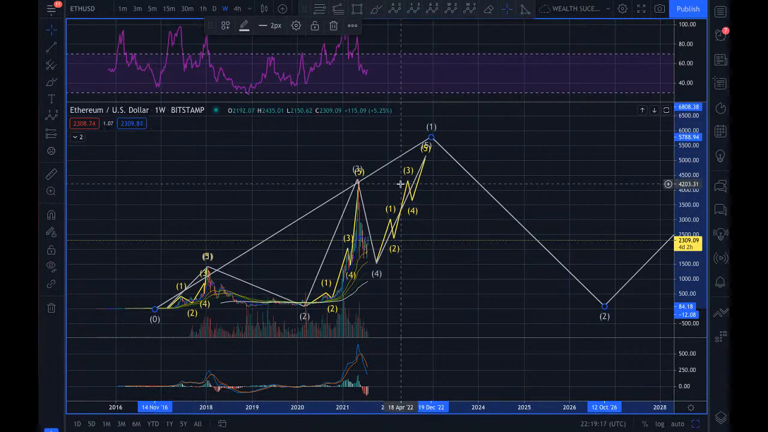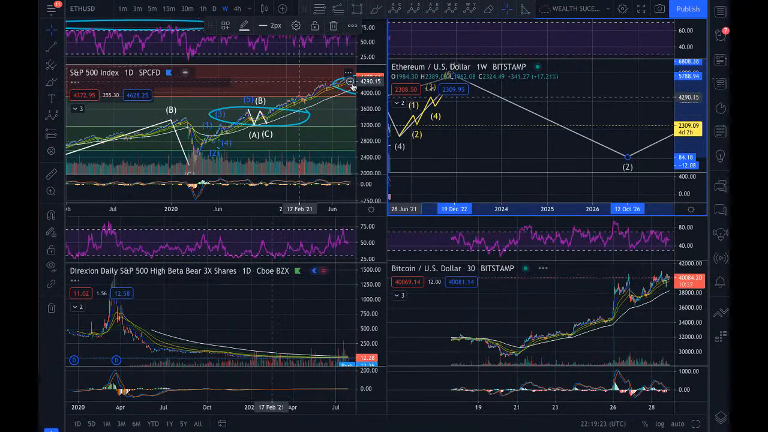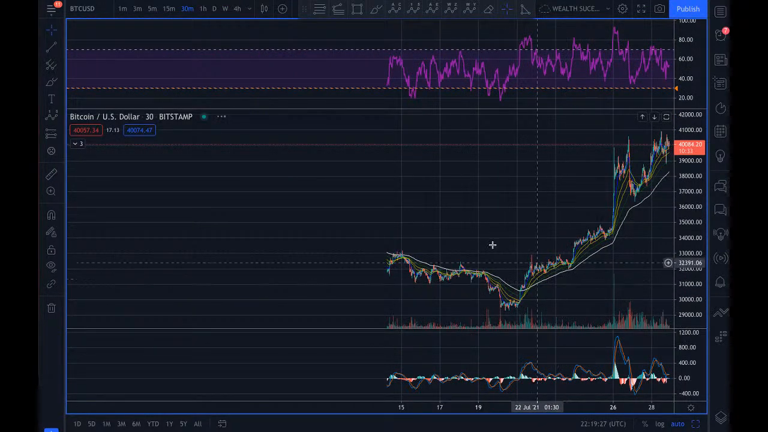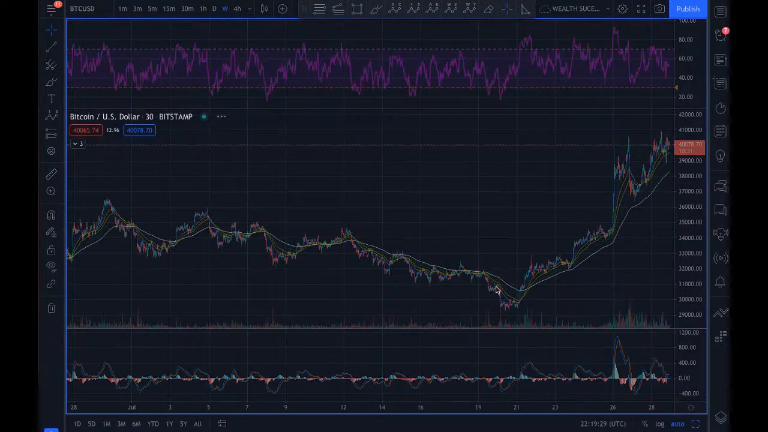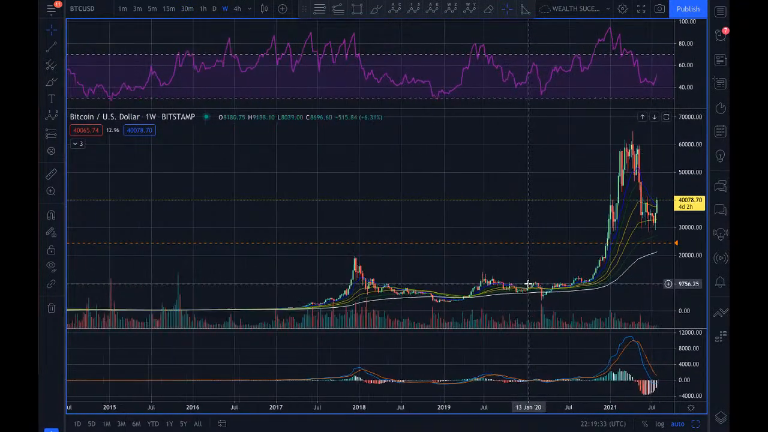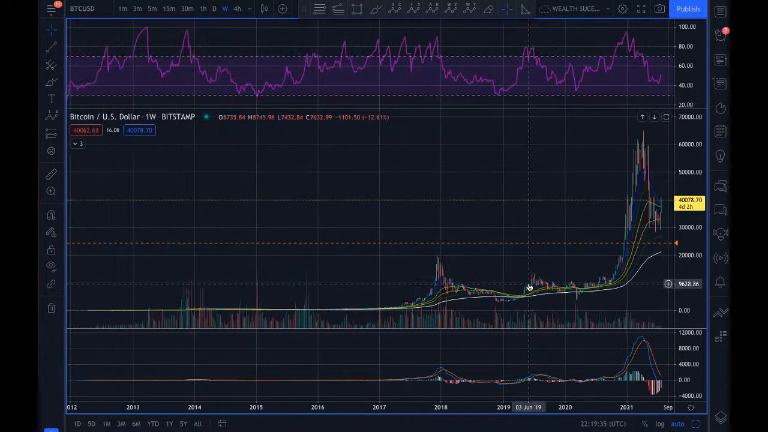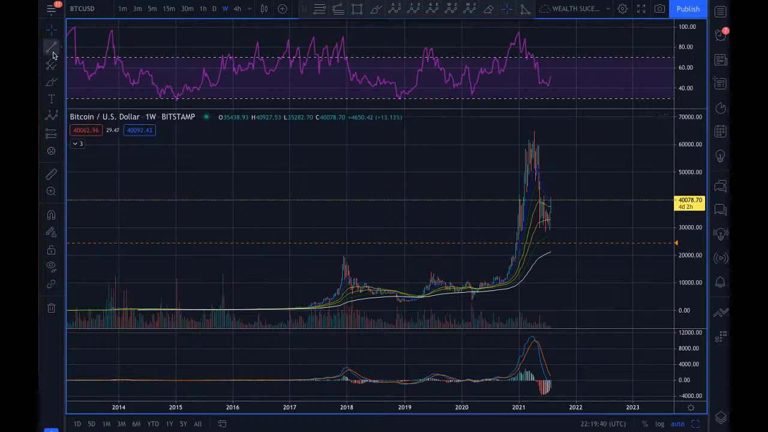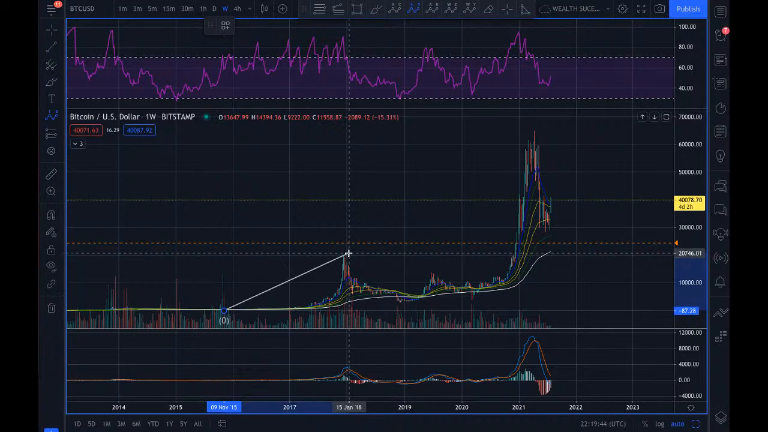Awesome, let's do the next one. Bitcoin. All right, here we go. All right, so let's first start on the weekly. Bitcoin also looks like it's a wave 4, similar to Ethereum, or I guess people would say Ethereum would be similar to Bitcoin.